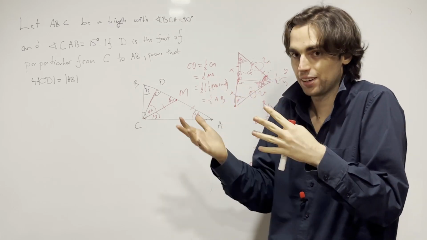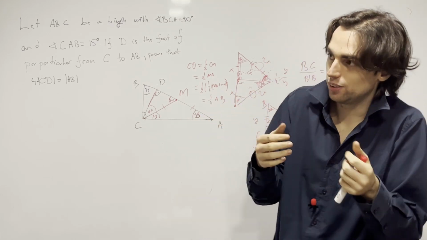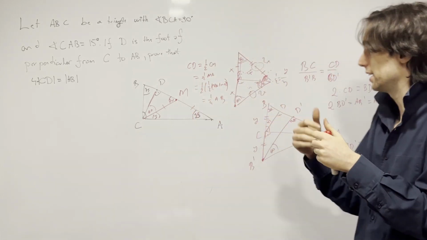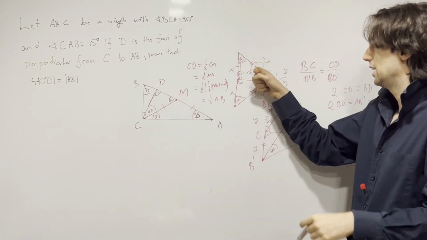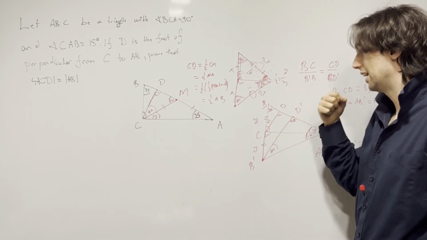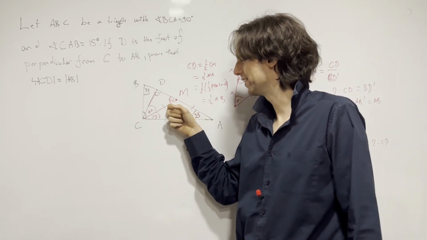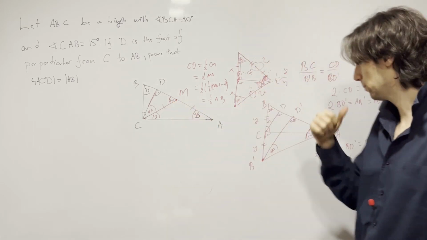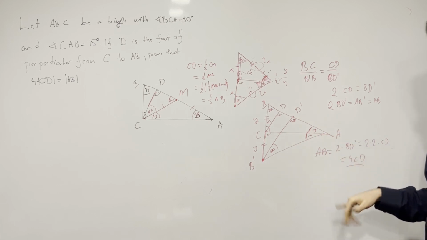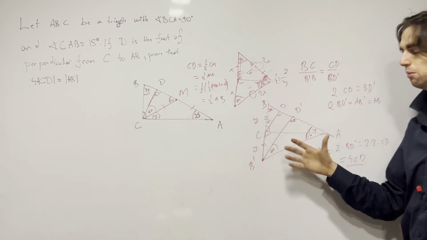How can I get 30? I need to get 2 times 15. So how do I get 2 times 15? One way to get it is by adding this midpoint, and you get 30. And the other way to get it is by reflecting everything. So you get the angle 30. This finishes up our problem.